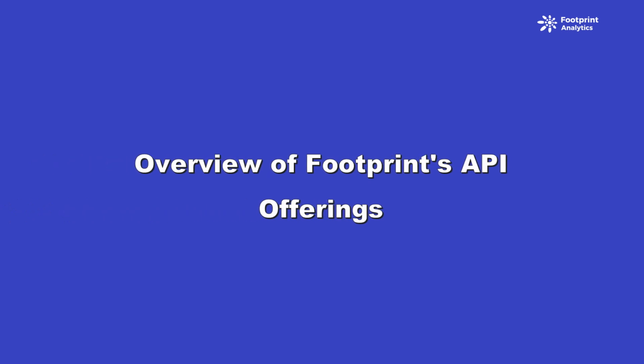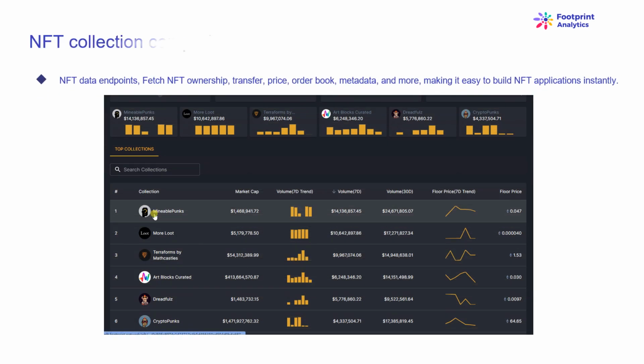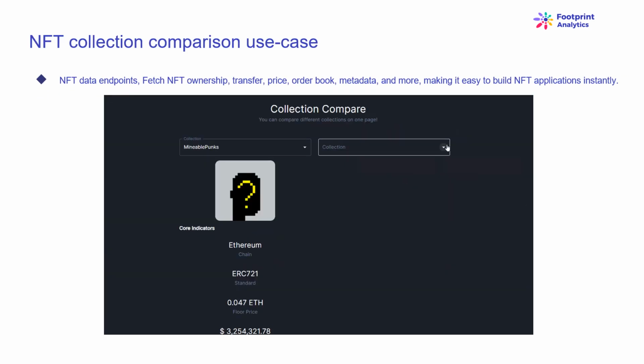After learning the Footprint Analytics API Introduction, let's come to the second part, Overview of Footprint's API Offerings. Footprint's API products include 1. NFT data endpoints. 2. GameFi data endpoints. 3. Chain data endpoints. 4. Address data endpoints. 5. Token data endpoints. 6. DeFi data endpoints. Let's look at this NFT collection comparison use case.